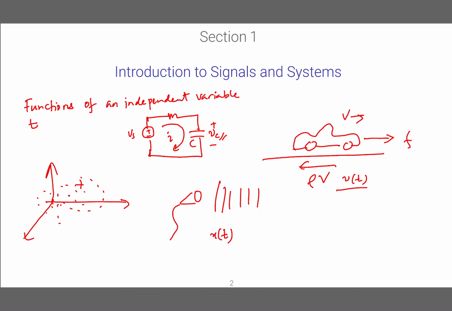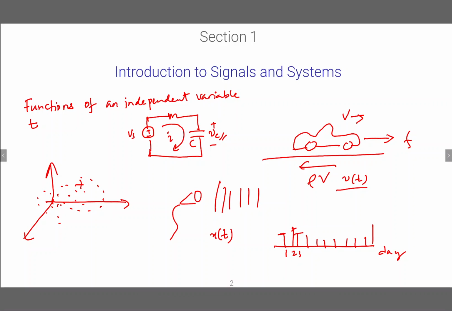For example, the stock market index, if we plot with respect to the day, then it is a so-called discrete time signal, because given the day, which is an integer, you can tell the price and so on.